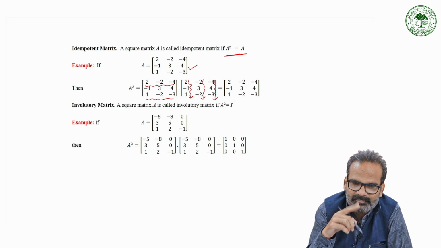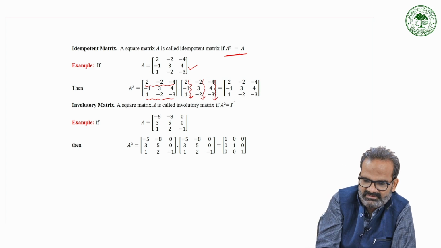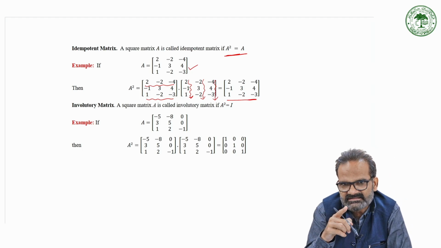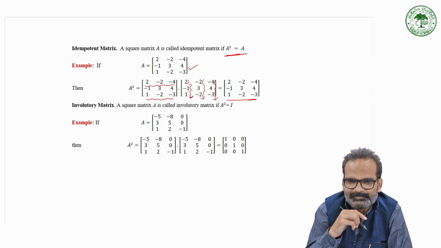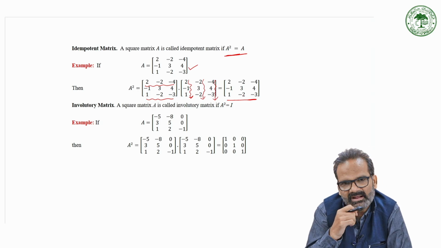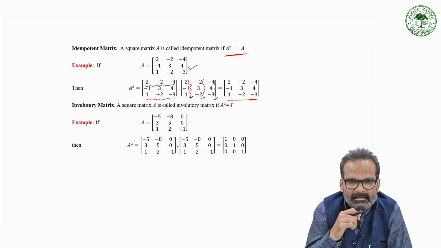Using this operation, you will get the product of A into A as this matrix, and this is the matrix A itself. So this is an example of an idempotent matrix, meaning A square equals A.